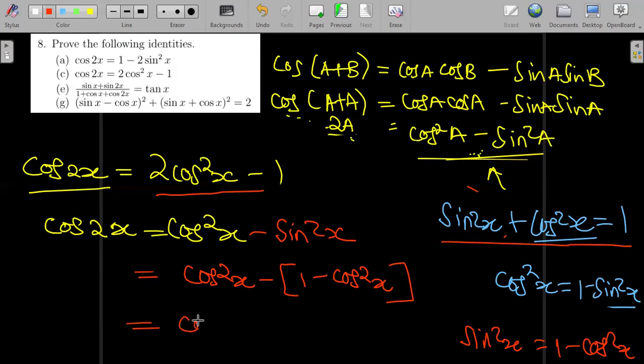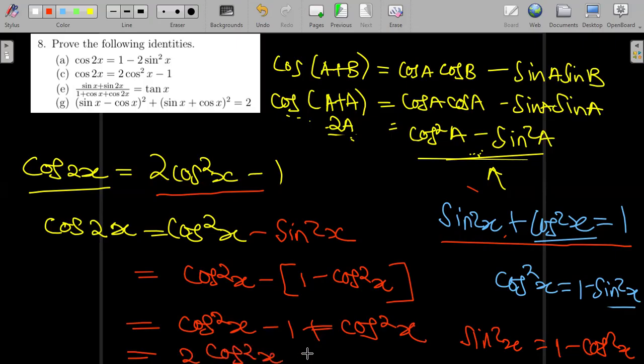So it means we're going to have cos squared x minus 1 and then plus cos squared x. We can add this and that, and we get 2 cos squared x minus 1. We can say that this is what we have on the right hand side. So hence proved. That's what we can do there. And then we can go to E, this one here. Let's try to prove it.